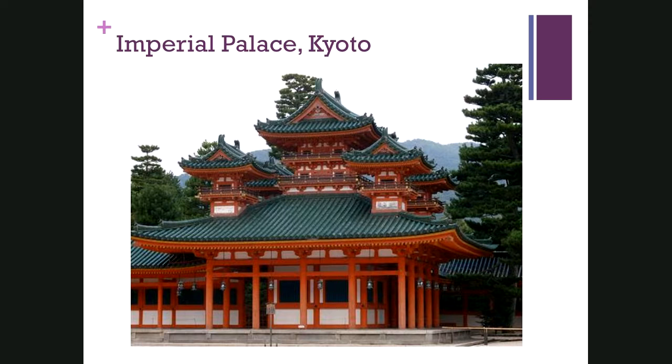The Imperial Palace in Kyoto. We also saw this a few years ago. My son was living in Japan. This is traditional Japanese architecture, the pagoda-like roofs. We'll see some other gates, Japanese pagoda gates.